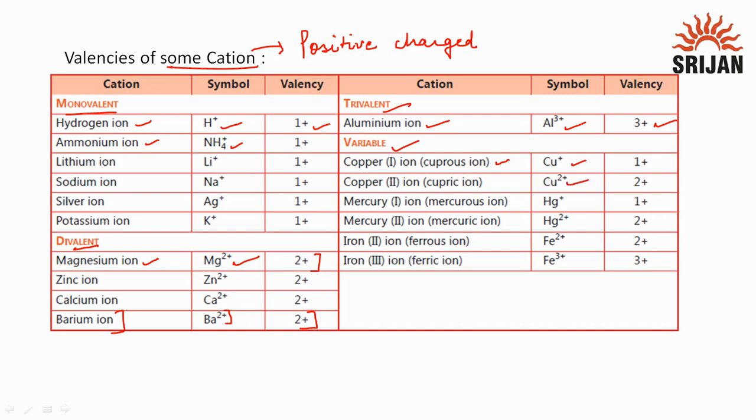So here the valency is different, and that is the number of charge: here plus 1 is its valency and here plus 2. Similarly, mercurous ion and mercuric ion exist as Hg+ and Hg2+, and those will be their valencies. Similarly, in the case of ferrous and ferric ion, they exist as Fe2+ and Fe3+, and the valency will be 2+ and 3+ respectively.